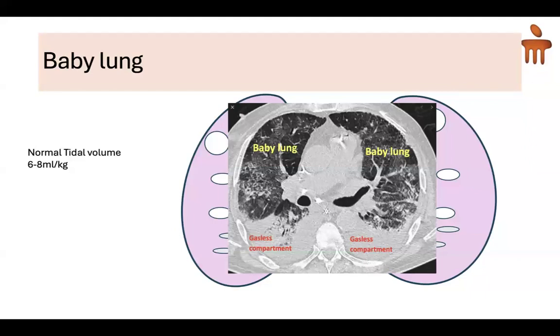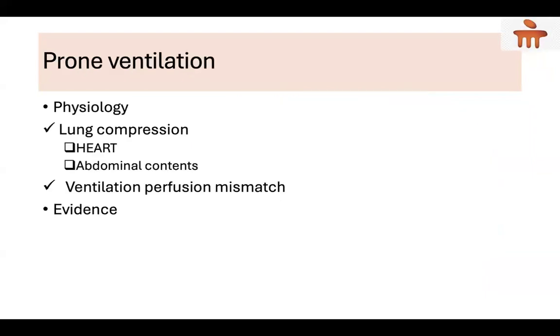When such a small lung is there to ventilate, you should be very careful. Your tidal volume will no longer be 6 to 8. Even if you say 6 ml is protective, you might have to come down on that. So it is definitely not going to be a normal tidal volume for the baby lung.